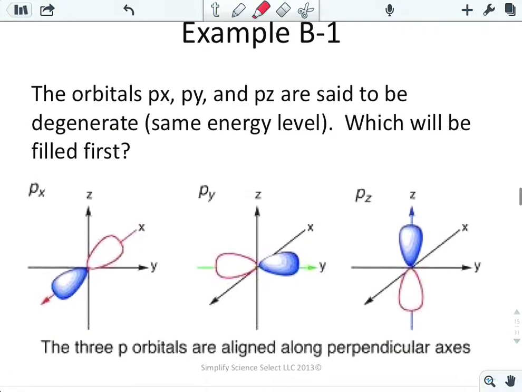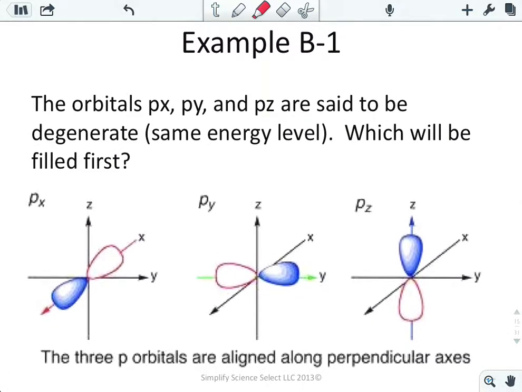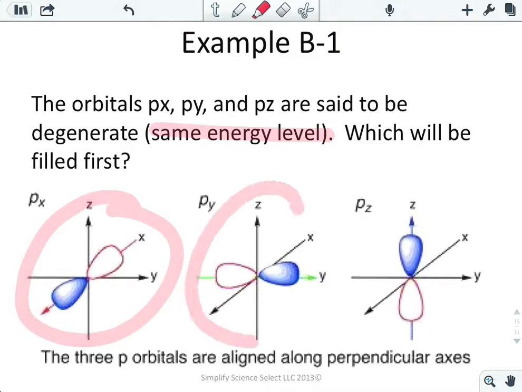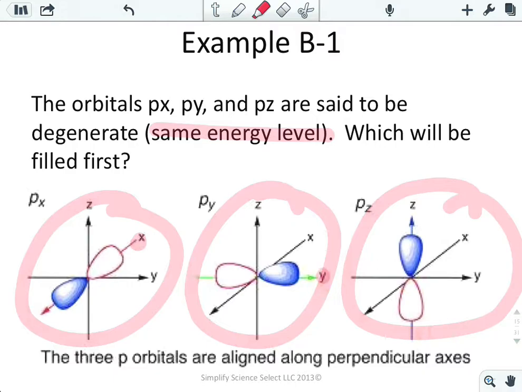So let's do an example. It says the orbitals, or our suborbitals, px, py, and pz are said to be degenerate, so they have the same energy level, and it asks which will be filled first. Now, when we're talking about the sublevels, your x, your y, and your z, we really can't tell which one will be filled first. We just know that the p will be filled first. So the p electron will go into one of these since they're in the same energy level, and it can go into the x or the y or the z. It doesn't matter which one, as long as they're the same energy level, it can fill in.